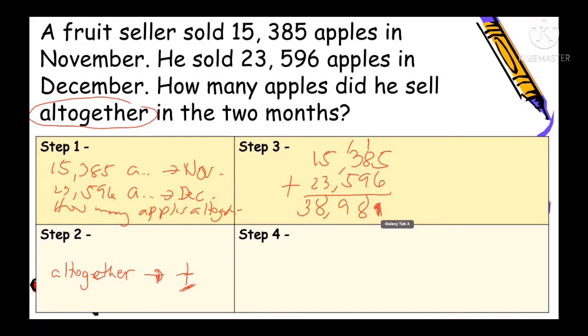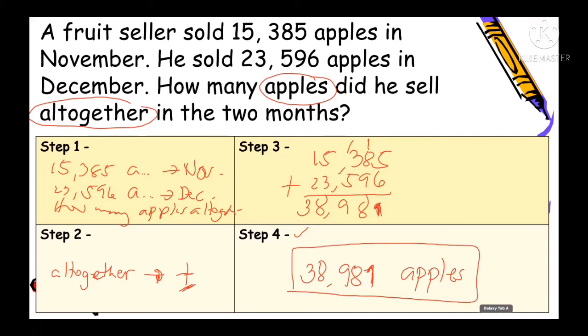But we still have step 4. Now we need to look back. What is our question? How many apples? How many apples? Right? So that means we need to put 38,981. Oh, this one is 1, okay? Apples. And this will be our final answer. Right? Easy. Yes, of course it's easy.